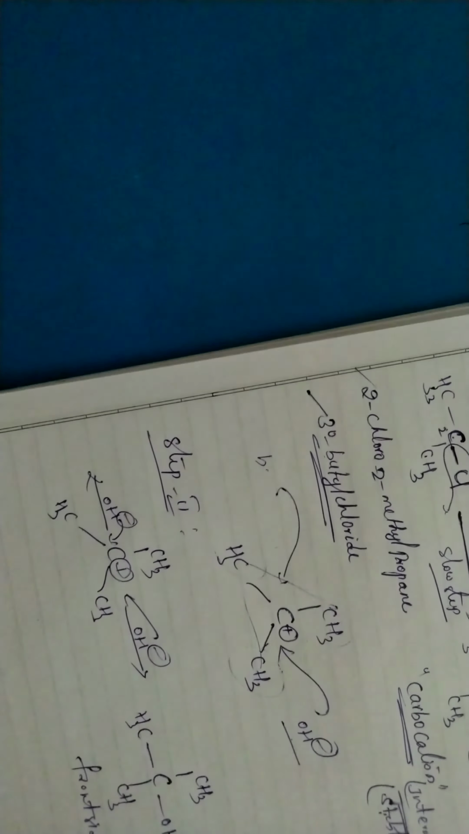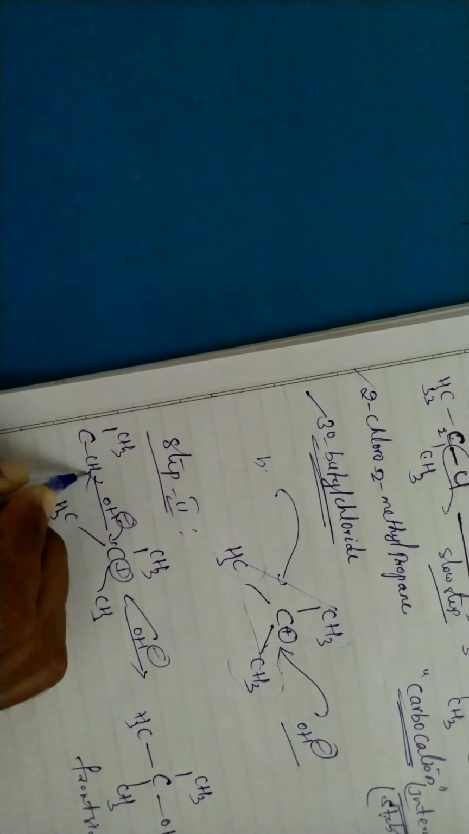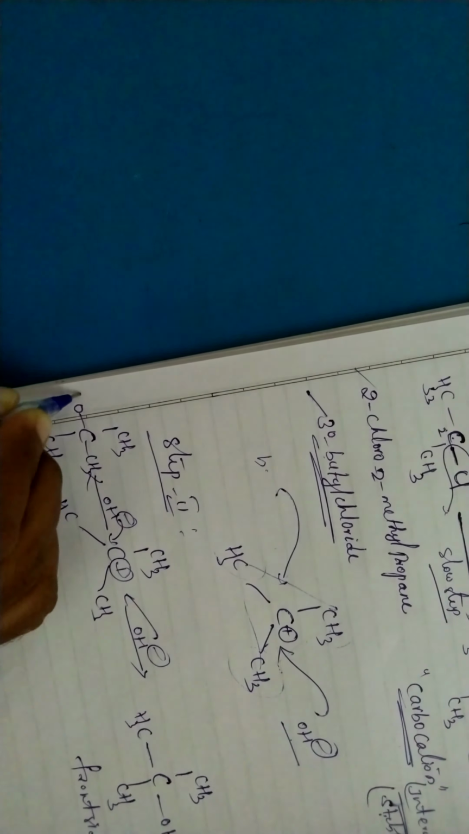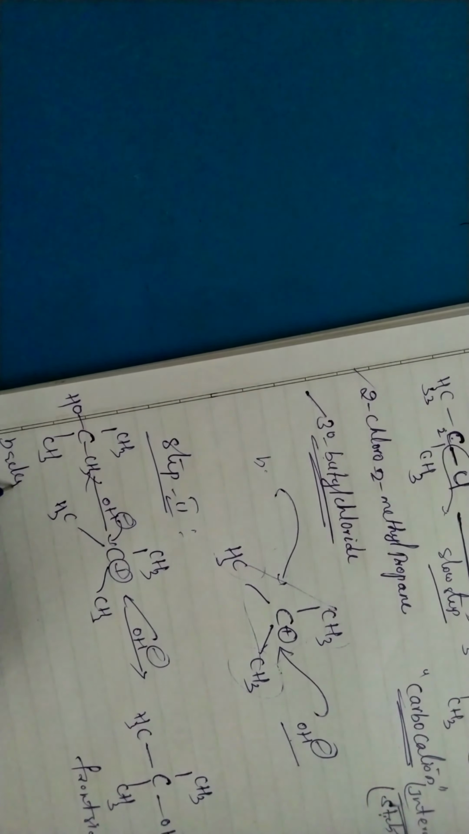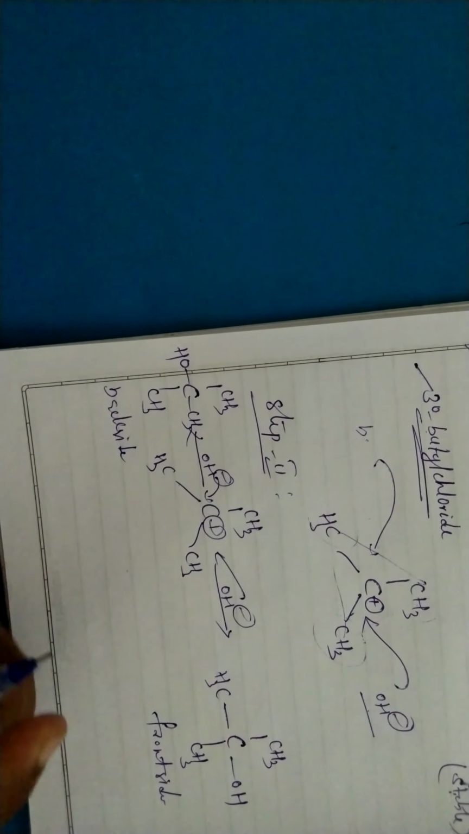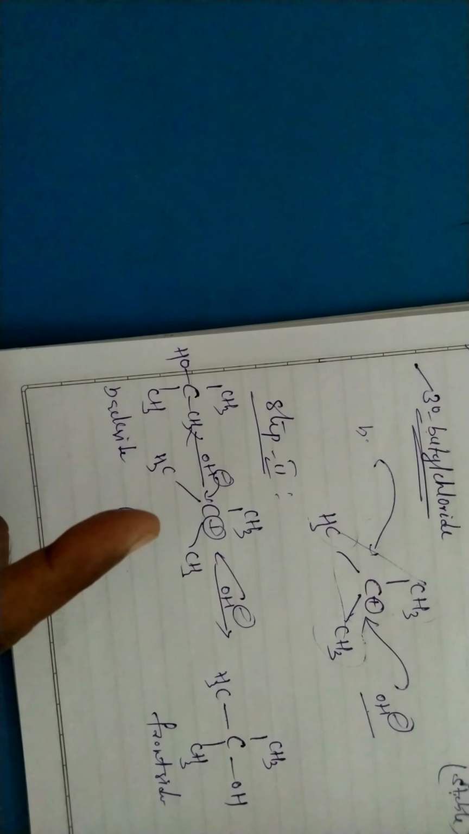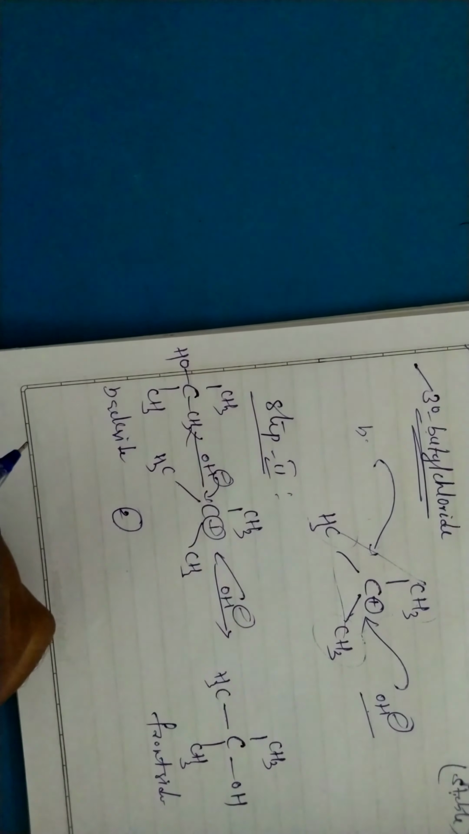Next, if OH minus attacks from the back side, we are getting the CH3 and CH3. So this is the OH. So this is the back side attack. That means here we are getting two products. In SN1 reaction we are getting two products. We are taking one reactant only, that is our tertiary butyl chloride, but we are getting two products.